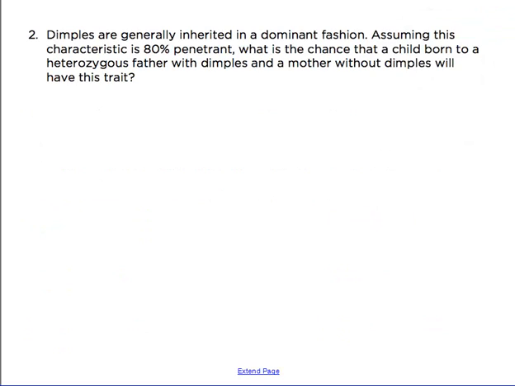Question 2. Dimples are generally inherited in a dominant fashion. Assuming this characteristic is 80% penetrant, what is the chance that a child born to a heterozygous father with dimples and a mother without dimples will have this trait? So let's do the genotypes of the parents. The father is heterozygous and has dimples, whereas the mother doesn't have dimples.